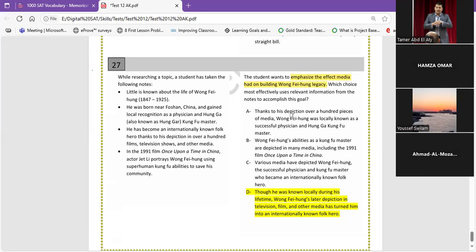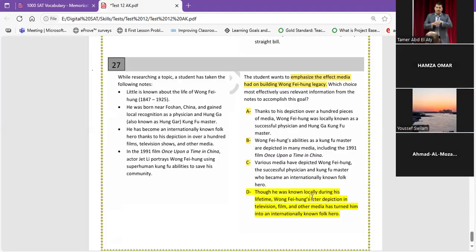Thanks to his depiction in over 100 pieces of media, okay. Wang Fei Hong was locally known as a successful physician and Hung Ga Kung Fu master. He mentioned media and he mentioned the legacy, so maybe. Wang Fei Hong's abilities as a Kung Fu master are depicted in many media, including the 1991 film Once Upon a Time in China. Again, it can be. Various media have depicted Wang Fei Hong, the successful physician and Kung Fu master who became an internationally known folk hero. Again, it can be.